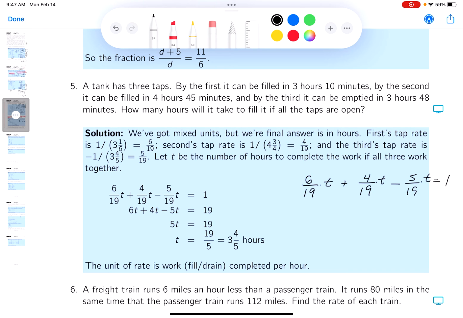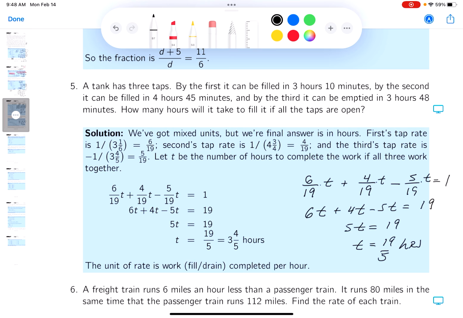How do you do that? Multiply both sides by the LCD. So you get 6T plus 4T minus 5T equals 19. I'm multiplying by 19, by the way. Multiplying both sides by 19. What do you get over here? Well, let's take a look at it. That's 10 minus 5, which is 5T, equals 19. T would be 19 over 5, and this is hours.